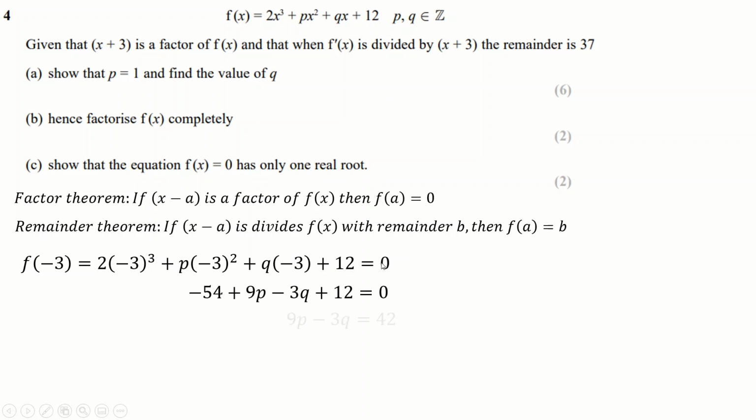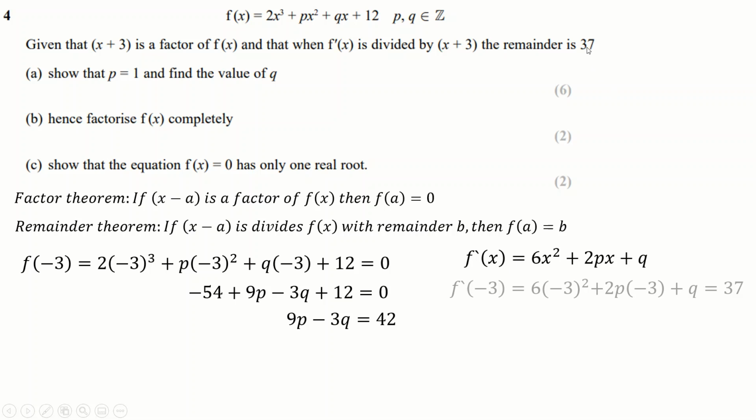You can tidy that up, and you'll get an equation in p and q. And as soon as I see that, I'm happy, because that's the building block of a simultaneous equation that I can solve for p and q. I just need to use the other information to make another statement. So f dashed of x, well, I need to work out what f dashed of x is first, so I'll differentiate to get that. Hope we know how to differentiate. And then if I put in minus 3 to this, I'm going to get 37, is what remainder theorem says. So substitute in minus 3, that equals 37. Tidy it up. And there's my second equation in p and q.